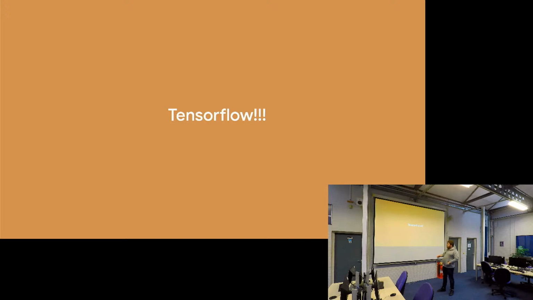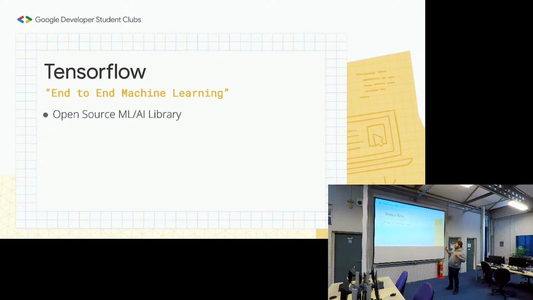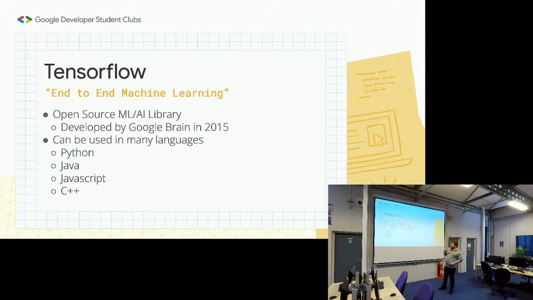So TensorFlow, the second part of this talk, is on the Google technology TensorFlow. TensorFlow is defined as end-to-end machine learning. We're actually going to be using it for deep learning today, but as I said, deep learning is a part of machine learning. It's an open source machine learning and AI library. It was developed by Google Brain back in 2015, and I think we're on TensorFlow 2 or 3 now. Many languages have the TensorFlow library, but we're going to be focusing on Python, because I know a lot of you will have learned Python or will be learning Python in first year, and so it's a good core language for us to use.